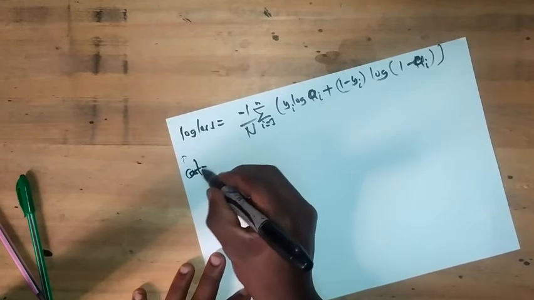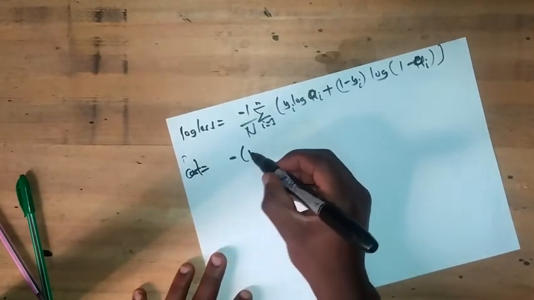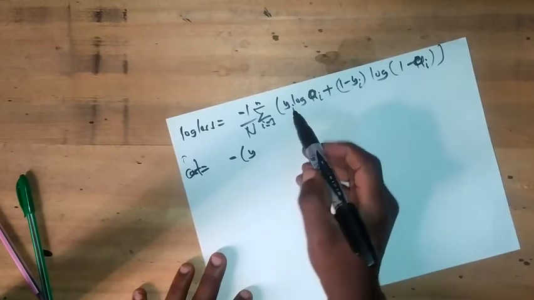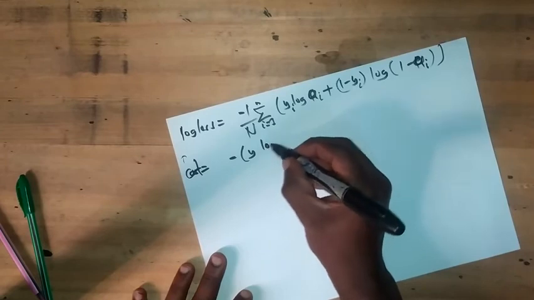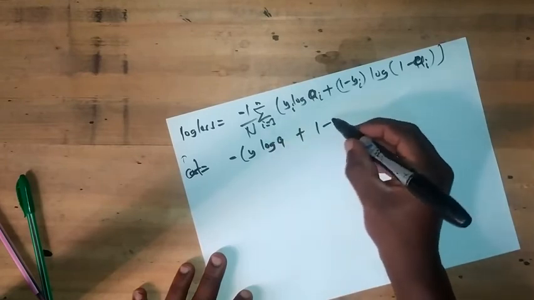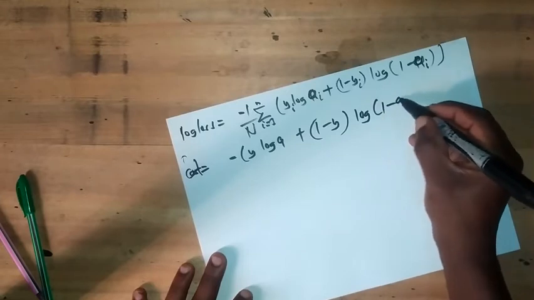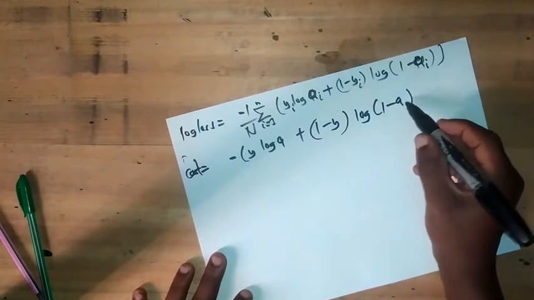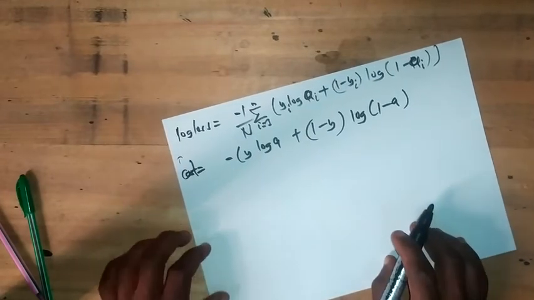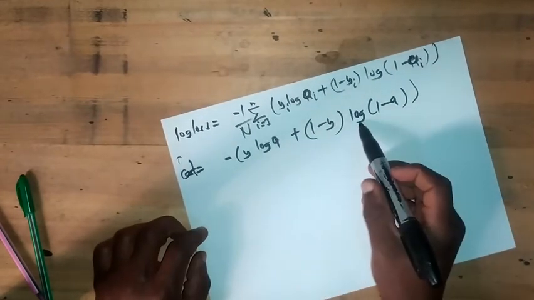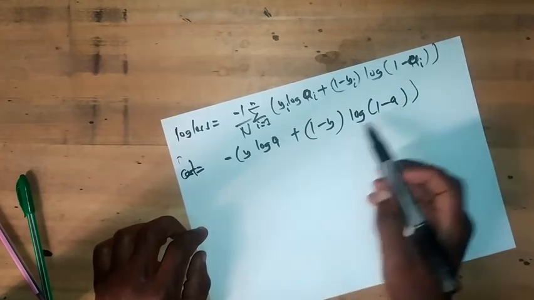So our cost function now becomes minus y. Let's also ignore these i's so that it can be easy to write them. Log of a plus 1 minus y log of 1 minus a. We don't use this i because we are differentiating at a single point.